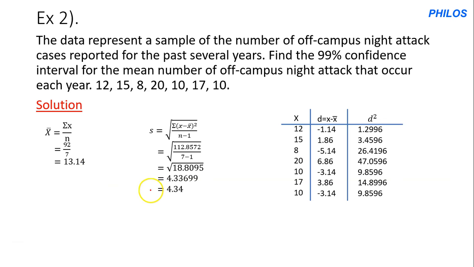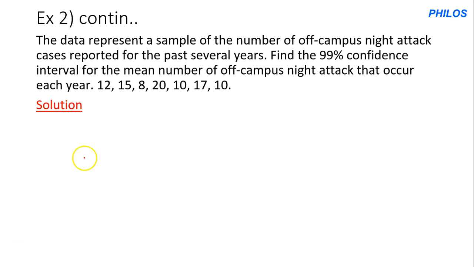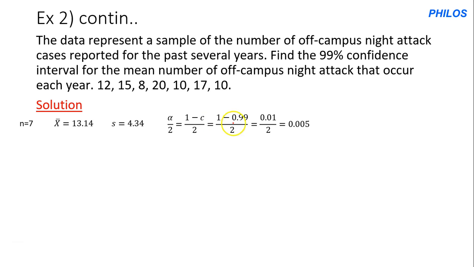After getting the sample mean and the sample standard deviation, you can now go ahead to find the confidence interval. Our sample size is 7, our sample mean is 13.14, and our sample standard deviation is 4.34. So let's find a t-score. To get a t-score, we need alpha over 2, isn't it? Our alpha over 2 will be 1 minus c divided by 2, and that will be 1 minus 0.99. Remember, we convert the 99% to decimals. So 1 minus 0.99 divided by 2 will give us 0.01 divided by 2, and that will be 0.005.